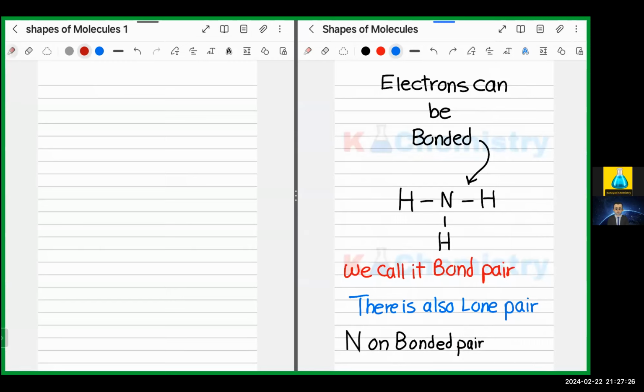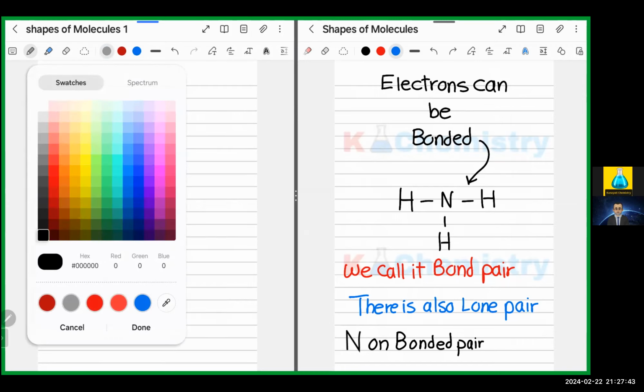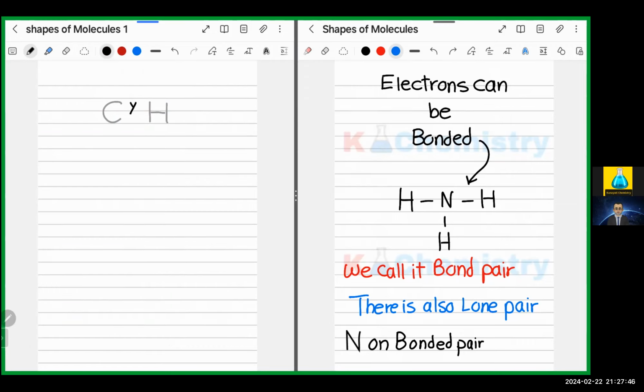The electrons can be bonded in the covalent bonds in different ways. If you have a covalent bond between two atoms, let's say carbon and hydrogen, or whatever kind of atoms you want to bond, the covalent bond, as we know, is made by sharing two different electrons, one from each atom. Sometimes the electrons are not shared, so there are extra electrons around the atom. The electrons can be bonded, and we call it the bond pair, or it can be a lone pair.